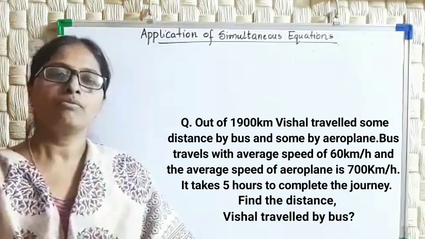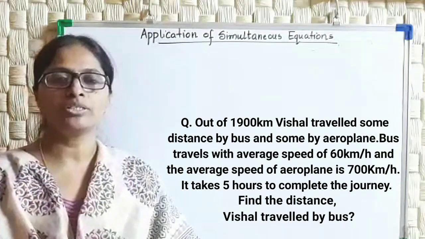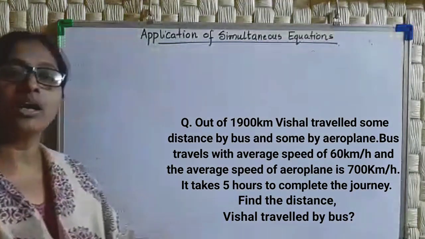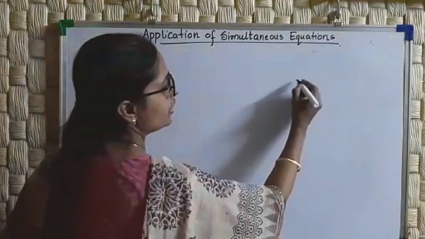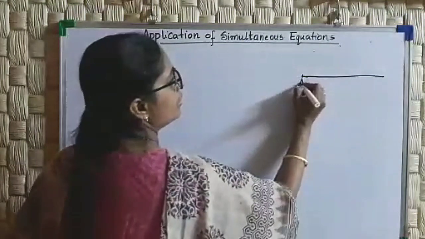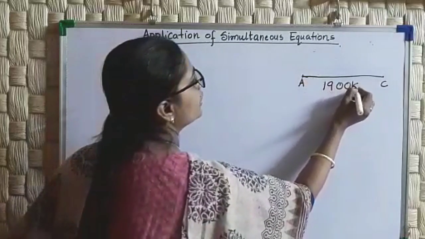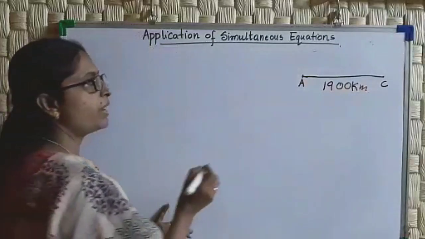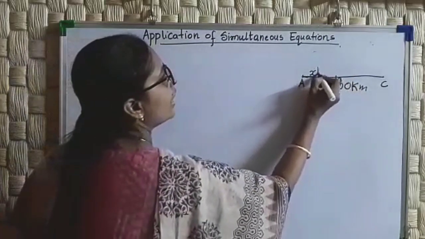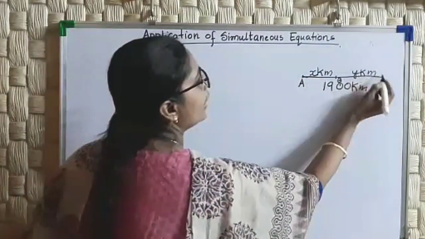Now this question we can divide into two parts and frame two linear equations in two variables. Let's see the first one. That is, out of 1900 kilometers that Vishal has travelled, we'll consider the distance travelled by Vishal as AC, which is 1900 kilometers. A certain distance he travels by bus, so I'll mark it here as B. This distance we'll consider as X kilometers, and the remaining distance as Y kilometers, that is by aeroplane.